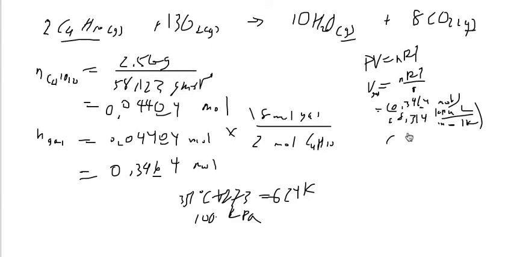So temperature is 624 Kelvin. And then we divide by the pressure. And ultimately we need 3 sig figs. 0.3964 times 8.314 times 624 divided by 100. It's going to be 20.6 liters.